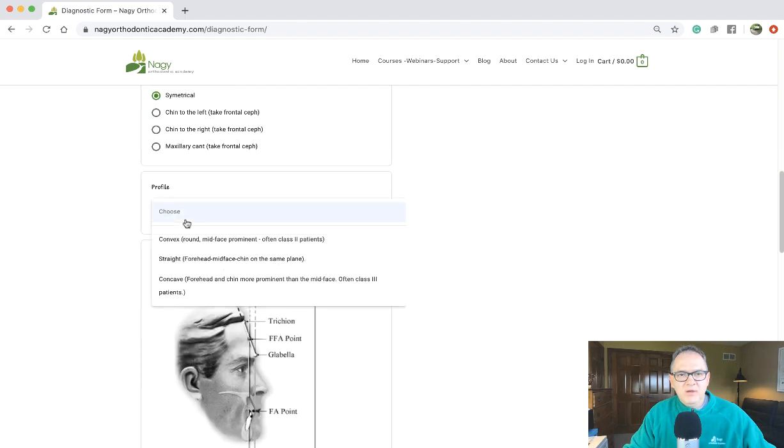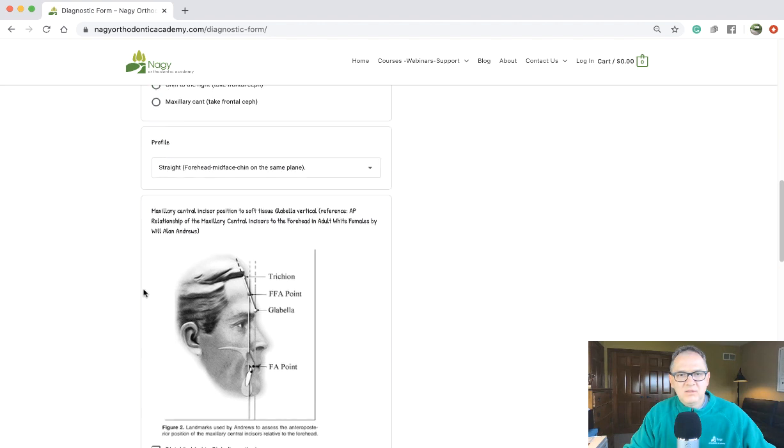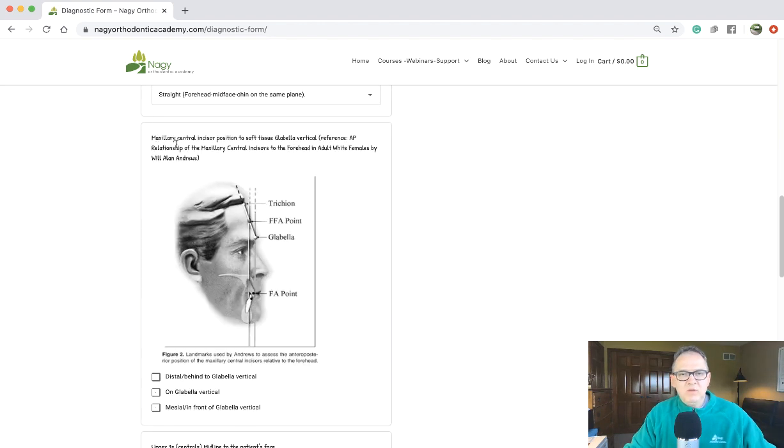Okay, and then you come to profile. Is it convex, straight, concave? So that's going to be your profile. Now, we haven't learned about this. There are a lot of orthodontic residents and orthodontists that use this form too, that have already gone through this. We're going to learn this in the Mini-Residency, so don't worry about it yet.